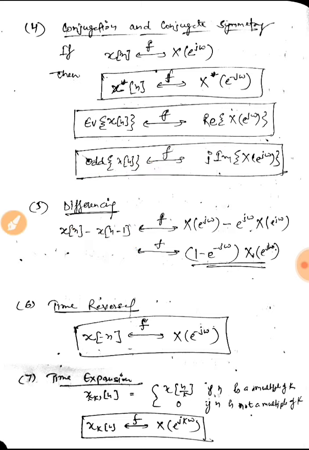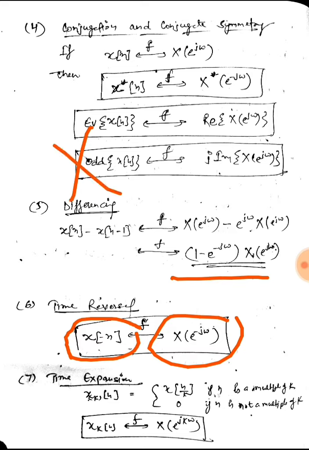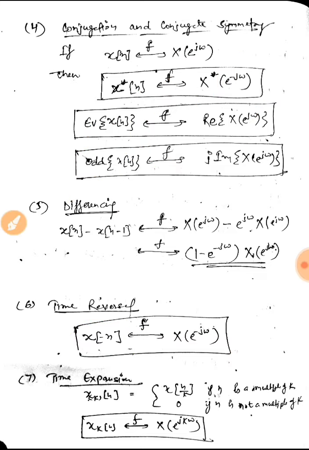So it becomes 1 minus e raised to power minus j omega into X of e^{j omega}. You can use the shifting property. If we have time reversal, that is, if I want to calculate the Fourier transform of the signal x of minus n, which is a time reversal of x[n], its Fourier transform will be X of e raised to power minus j omega. Instead of plus j omega, it will be minus j omega.